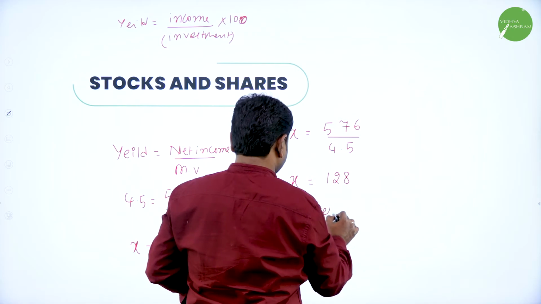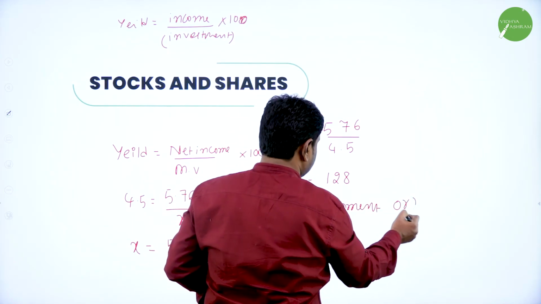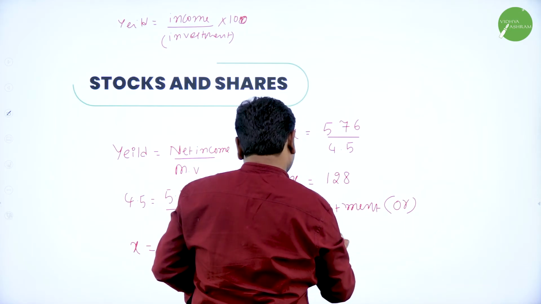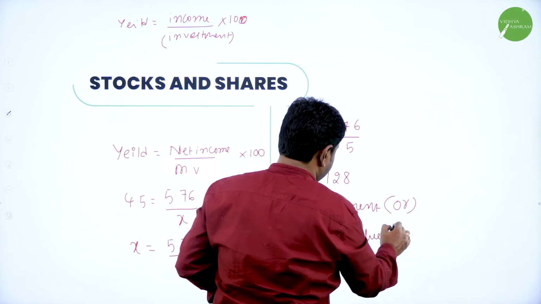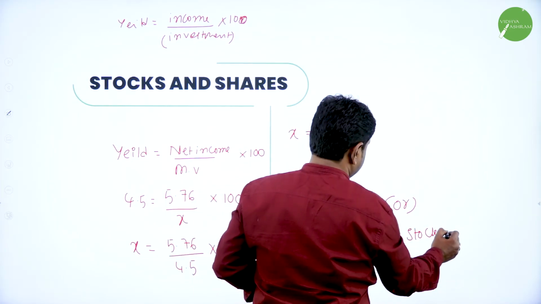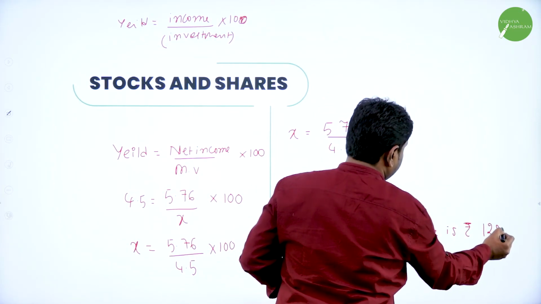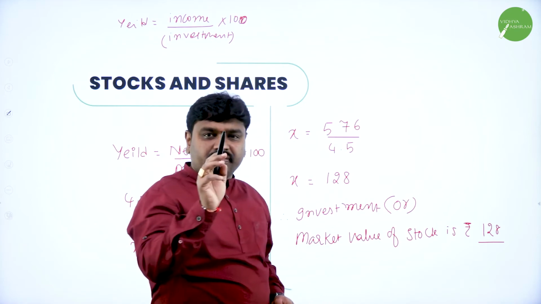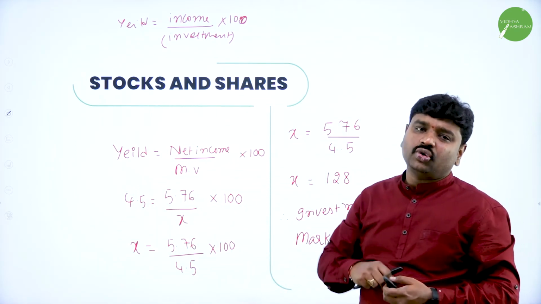Investment, that is your market value, or value of stock, is rupees 128. Simple. Again we use the same formula called yield. What is yield? Income by investment into 100.